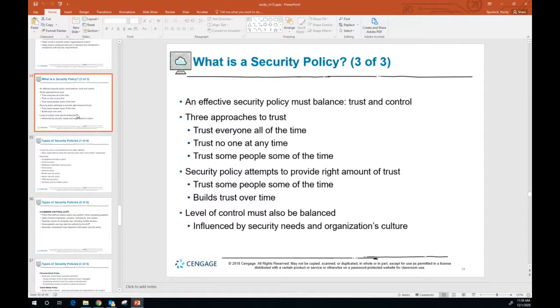An effective security policy must balance control and trust. We do have three approaches to trust that you can go with. It's trust everyone all the time, trust no one at any time, or trust some people some of the time. So when you're writing a policy or using a security policy, you have to provide the right amount of trust. So you want to trust some of the people some of the time, but you also want to build trust over time. So the level of control must be balanced with your policy. And this is something that's going to be influenced by the security needs and the organization's culture.